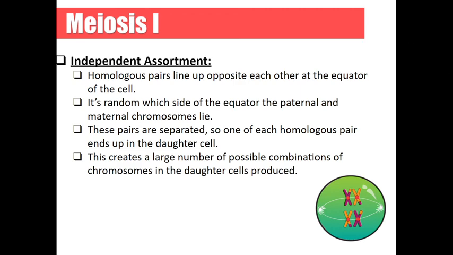So, independent assortment is when homologous pairs line up opposite of each other at the equator of the cell. So, it's random which side of the equator the paternal and maternal chromosomes lie. The paternal chromosomes come from dad, while the maternal come from mom. So, these pairs are separated, so one of each homologous pair is going to end up in the daughter cell. Now, this is going to create a large number of possible combinations of the chromosomes in the daughter cells that are produced.